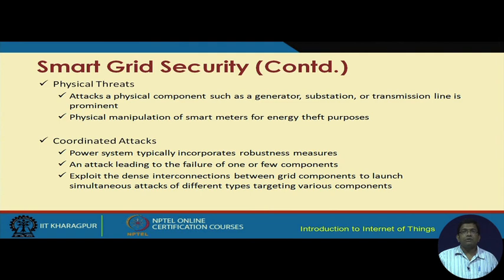Physical threats can be launched. The attacker basically physically damages some of the components. For example, the generator can be damaged, the substation or the transmission lines can be damaged, and different other types of coordinated attacks can also be launched.